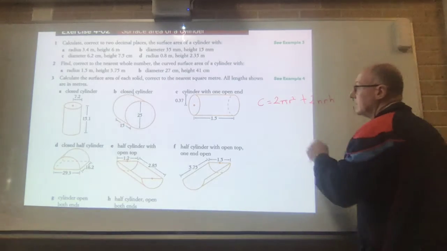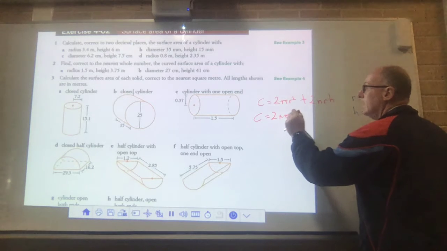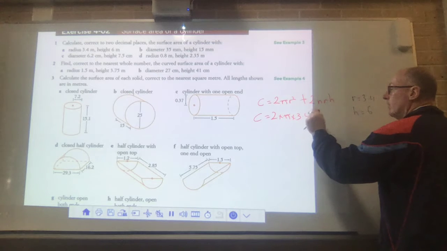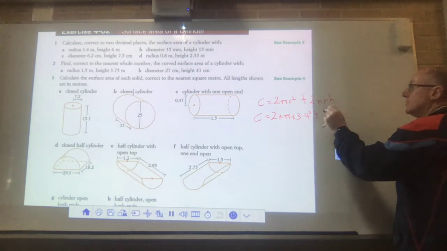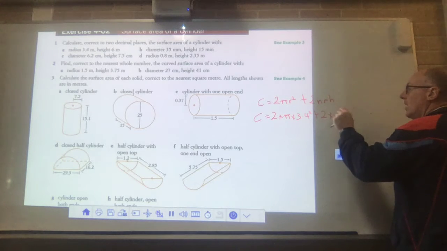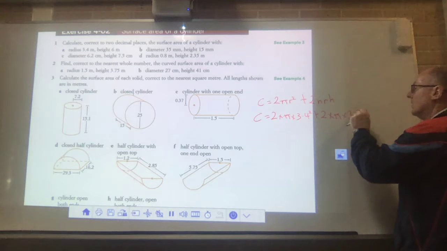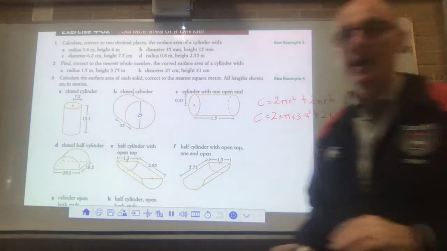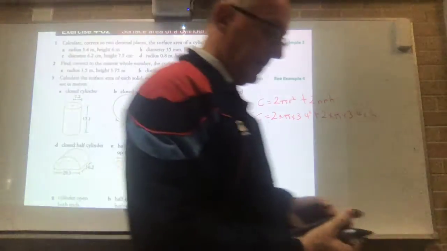So surface area equals 2 lots of pi times the radius squared, so 3.4 squared, plus 2 lots of pi times the radius, 3.4, multiplied by the height, 6. You should be able to multiply all that out. I'll just get my calculator.